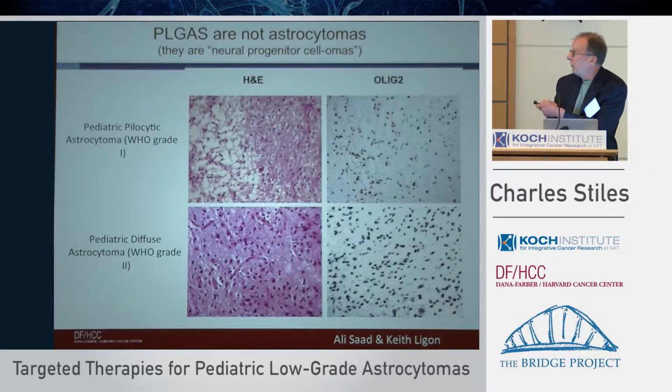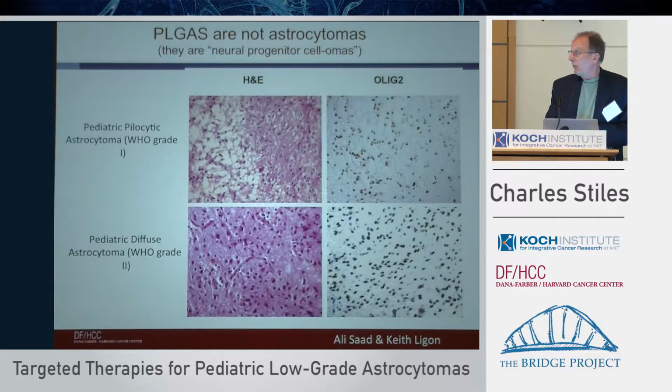Here we show you from Keith's lab immunohistochemistry of WHO grade 1 and WHO grade 2 low-grade astrocytomas. These are just chock full of OLIG2, the bHLH transcription factor OLIG2, which is a neural progenitor cell marker. These tumors in kids are not astrocytomas, they're neural progenitor or neural stem cell-omas. So that was the point of departure to develop cell lines for drug screening.